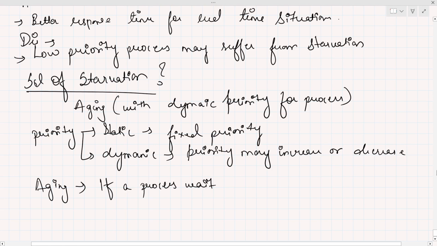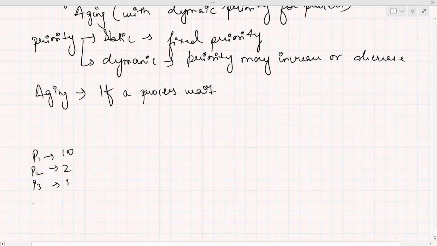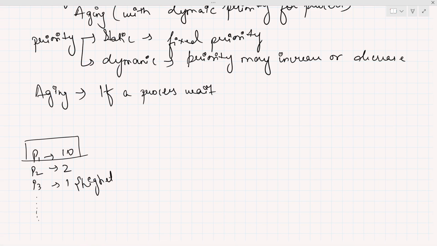let's take an example as well to understand this aging. Processes P1, P2, P3: the priority of P1 is 10, the priority of P2 is 2, and the priority of P3 is, let's say, 1. Many processes are available, but P1 does not get the CPU for a very long time. Why? Because in the ready queue, the highest priority process, the smallest number, comes first. So the highest priority process comes to the CPU.